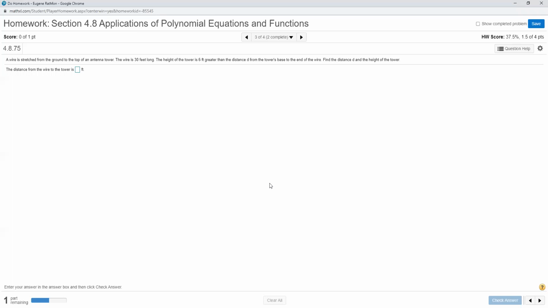All right, what else is it saying? The height of the tower is 6 feet greater than the distance from the base to the wire. And they're calling that distance D from base to the wire. So let's see what they want. They want me to find the distance D and the height of the tower.